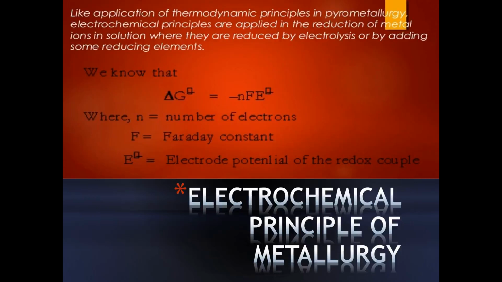Now, the electrochemical principle of metallurgy. Till now we have seen the thermodynamic principle of metallurgy. Now we are going to see the electrochemical principle of metallurgy. What is the electrochemical principle of metallurgy? It is similar to the thermodynamic principles. Electrochemical principles also find applications in metallurgical processes.